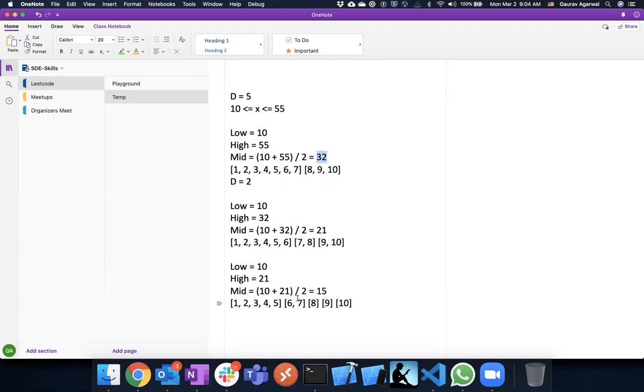Any questions or any different approach? This is one of the approaches. There might be other approaches. What is the brute force approach for this problem? Brute force. What should be the brute force approach?